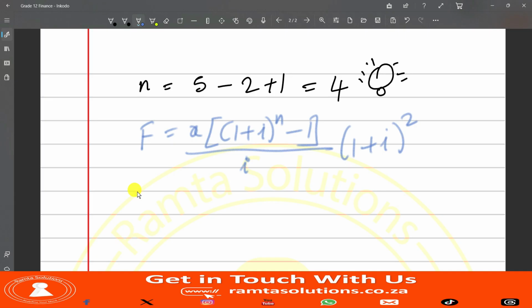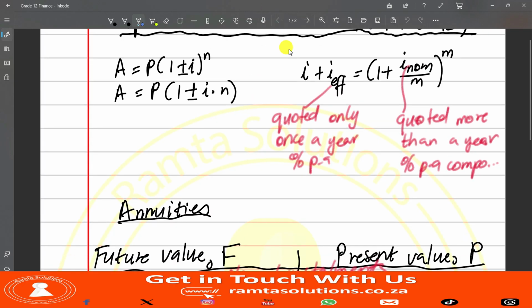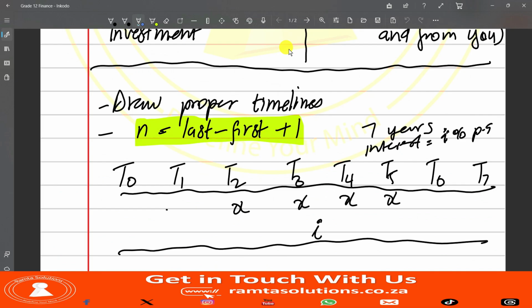This is the power of a timeline for your finance questions. So what if payments were made immediately? It does not matter. If payments were made immediately and thereafter at the end of each year, trust me, you cannot get your number of payments by merely saying number of years times how many times interest is quoted. You need to use n equals last minus first plus 1. Trust me, it'll always work.